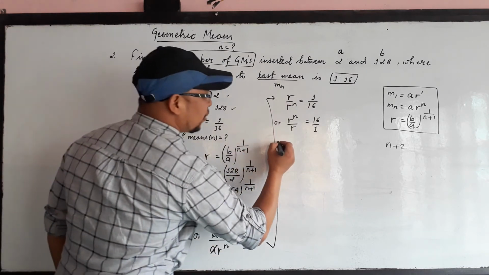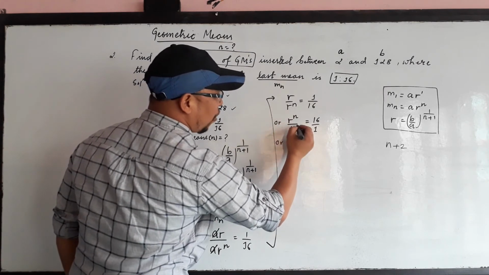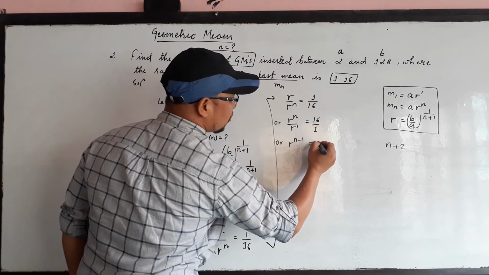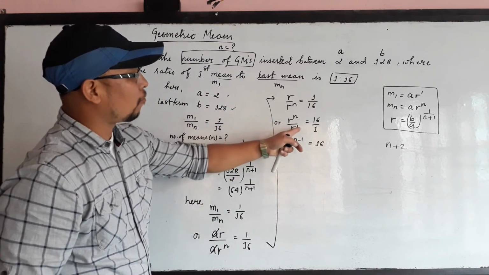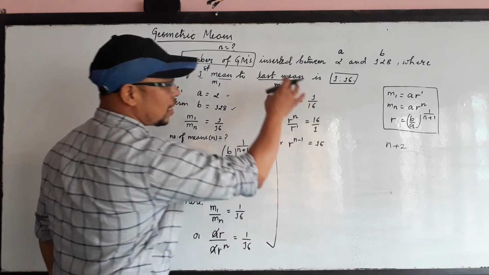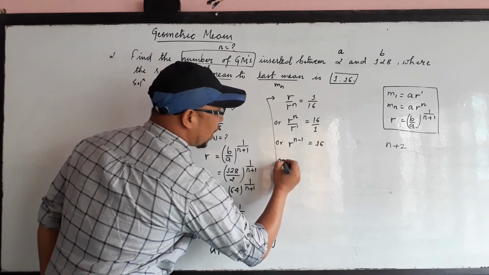Okay, now see, look at here. Let us use the indices rule. r power n, r power 1. It can be written as what? r power n minus 1 equals to 16. Okay students, now see, r power n, r power 1, this 1 goes there, r power n minus 1 equals to 16. That is the simple form.